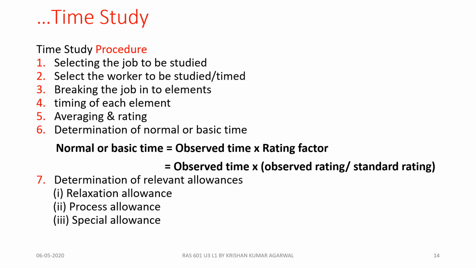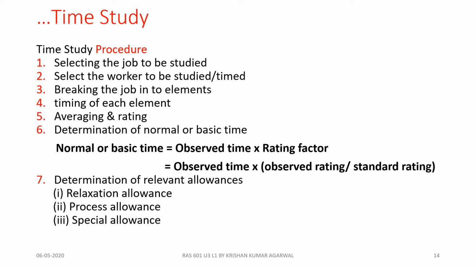After calculating the time, one should take the average time and rate the performance of the worker as compared to the standard rating, and calculate the normal time or basic time in order to complete the operation. It can be calculated by using the formula: observed time multiplied by the rating factor.